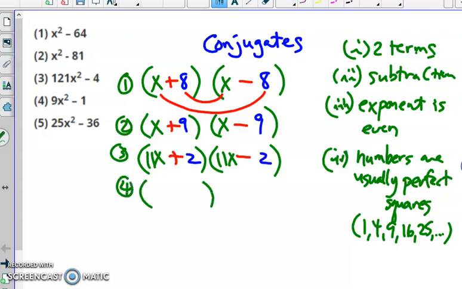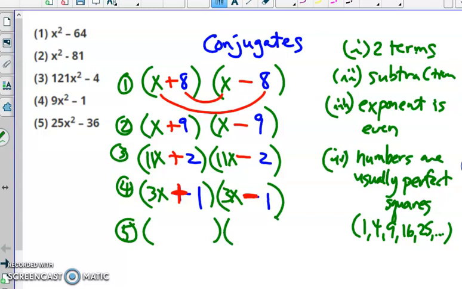Problem 4. The 9 gets split as 3 and 3. X squared gets split as x and x. So 3x and 3x makes the 9x squared. The 1 gets split as 1 and 1. One's addition, one's subtraction. And then problem 5. The 25 gets split as 5 and 5. X squared gets split as x and x. The 36 gets split as 6 and 6. One's addition, one's subtraction.